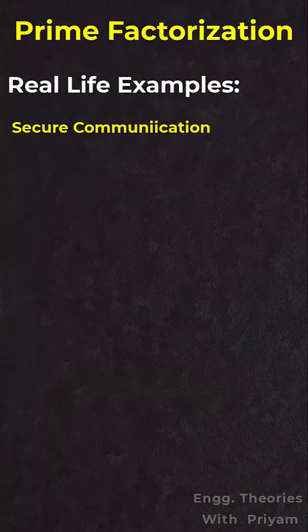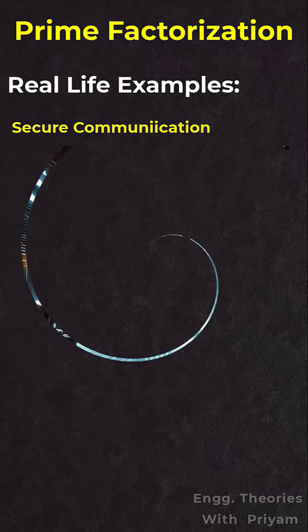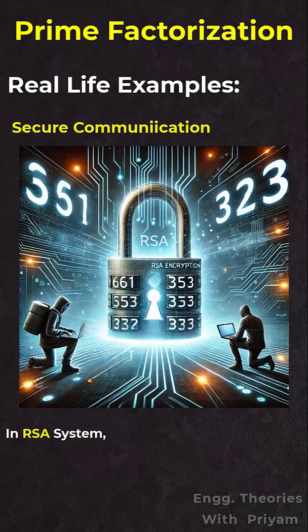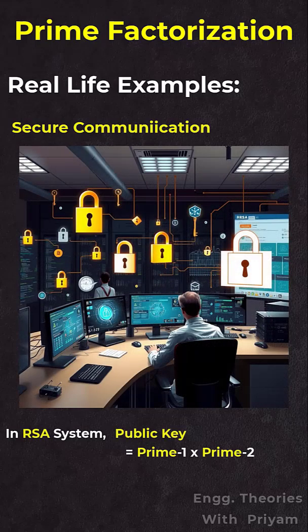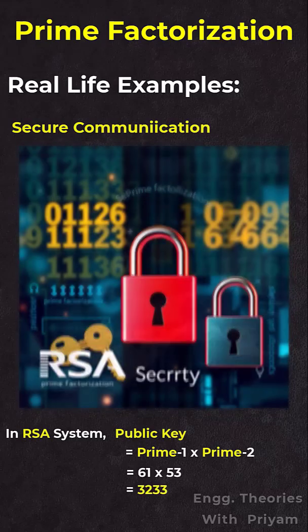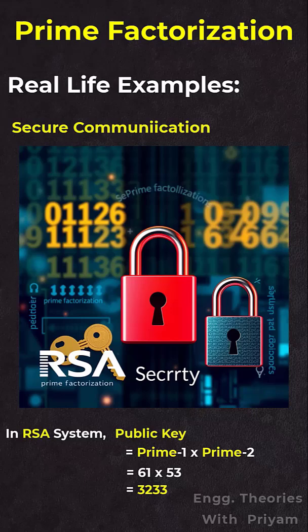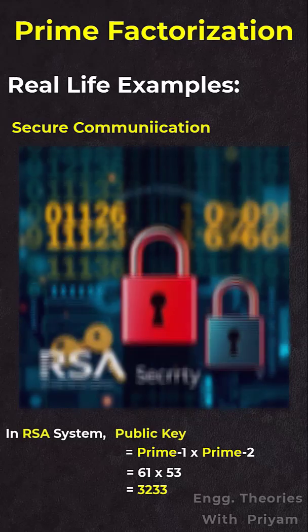Real life example: secure communication in cryptography. Prime factorization is the foundation of encryption systems like RSA, which secures online transactions. For example, a public key might be based on the product of two large prime numbers, say 61 and 53. 61 multiplied by 53 will give us 3233. Breaking this into prime factors to decrypt the data without knowing the primes is computationally hard, ensuring security.